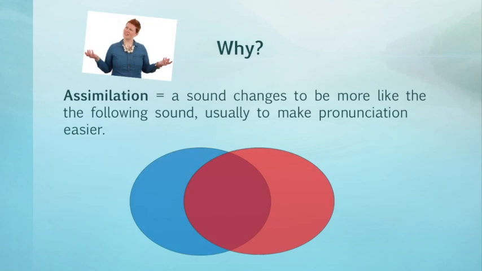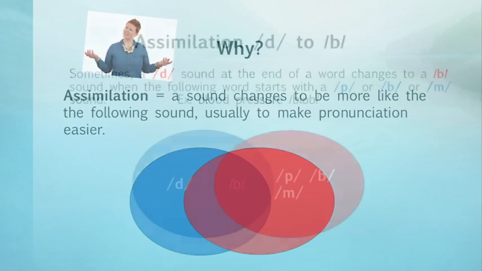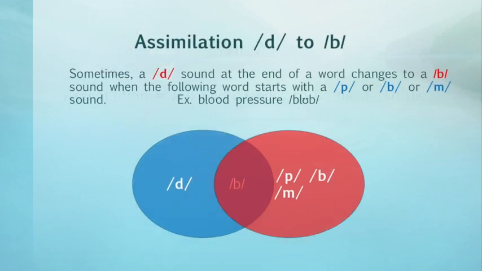So why does this happen? It's due to a feature of connected speech called assimilation, which is when a sound changes to be more like the following sound. And it's usually to make pronunciation easier. It's just easier for the mouth. So sometimes a D sound at the end of a word, like blood, changes to a B sound, like blub, when the following word starts with a P, B, or M sound, like pressure.